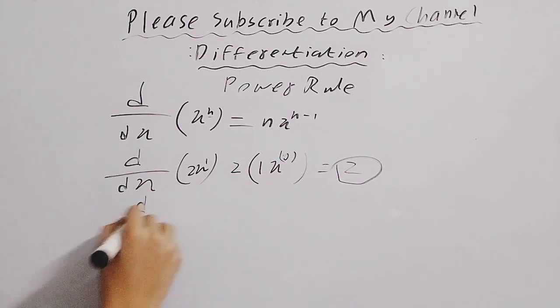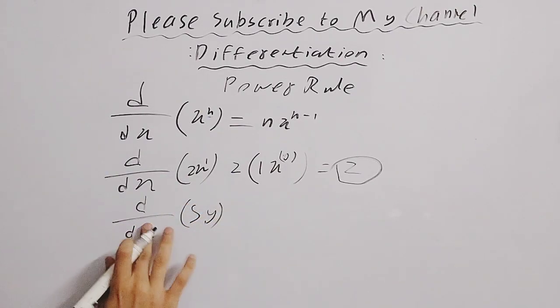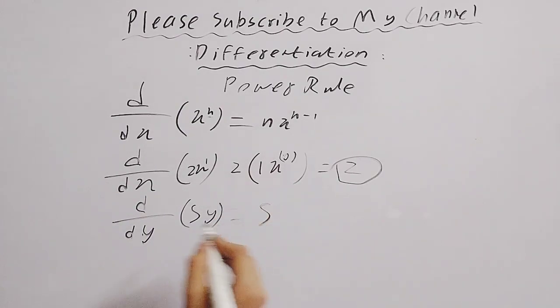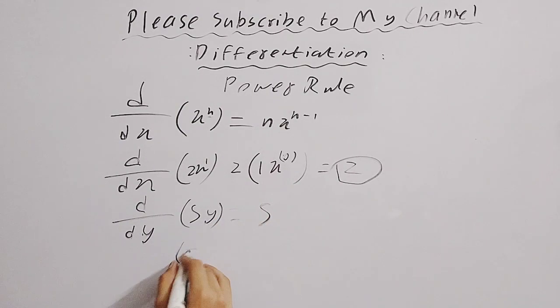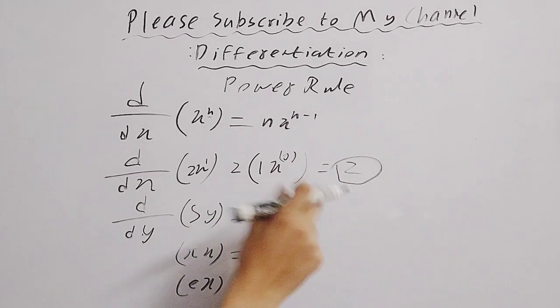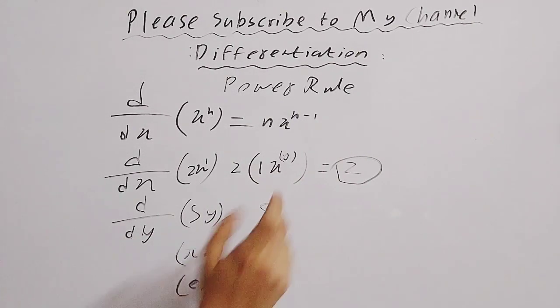Now if you have a differentiation like differentiation of 5y, actually y, it will be just 5. If you have a differentiation of pi y or pi x, it will be just pi. If it has ex, it will be just e. e is constant, pi is constant, 5 is constant, and 2 is constant. These all numbers are constant. That's why the differentiation of these numbers are this.